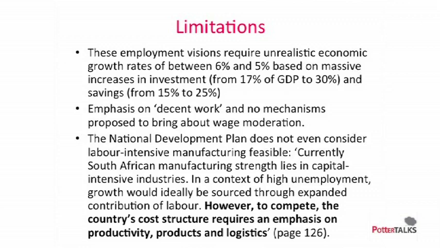But, notice the bold, however, to compete, the country's cost structure requires an emphasis on productivity, products, and logistics. In other words, we take for granted we have a high cost structure. It's like we have Table Mountain, we have high wages. It's just there, right? It's got nothing to do with us. And then we have to kind of move on. And so given that cost structure, we then have to build productivity and move on from that. And that's in both of these two documents. This is probably a political decision in reference to the strength of the labor movement in the government. But this is what I want to talk about. It really comes with some costs.